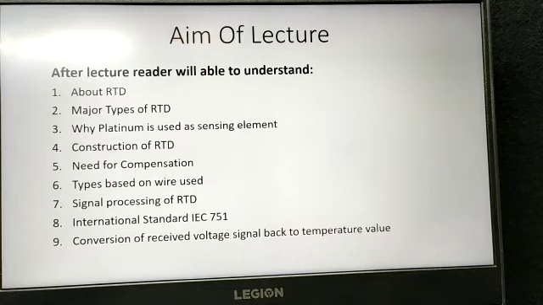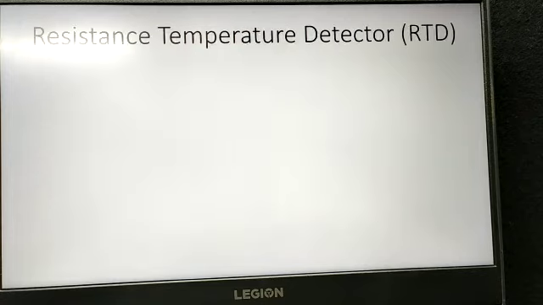Due to size constraints, this video is made in different parts, and this is part 1. In this part we will see the first 3 points, that is, about RTD, major types of RTD, and why platinum is most widely used as a sensing element. So let's start the video.